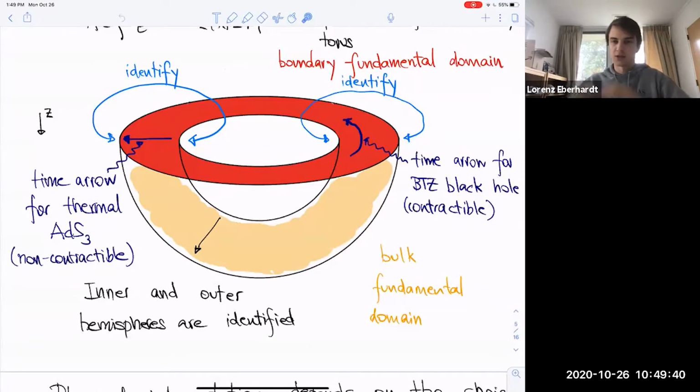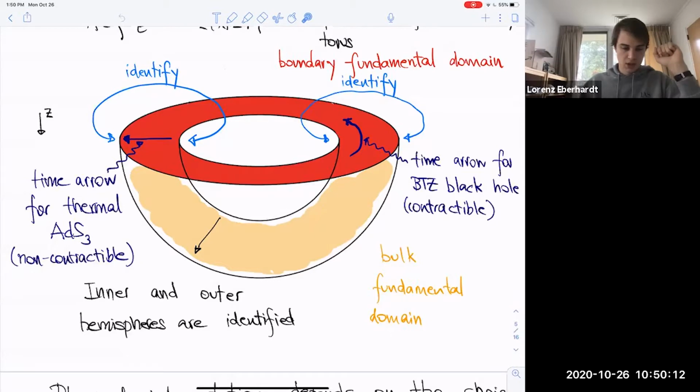This annulus will basically be extended to two hemispheres. So the inner circle becomes this hemisphere and the outer circle becomes the big hemisphere. Again, the inner hemisphere and the outer hemisphere are identified by the group action. So you can take this to be the bulk fundamental domain if you want. And if you think a bit about this, the boundary was a torus, and now we fill that torus in with this bulk, and the whole geometry just becomes a solid torus.